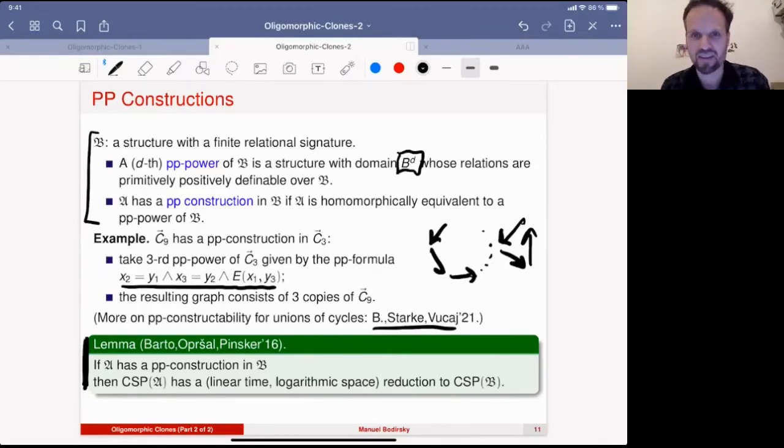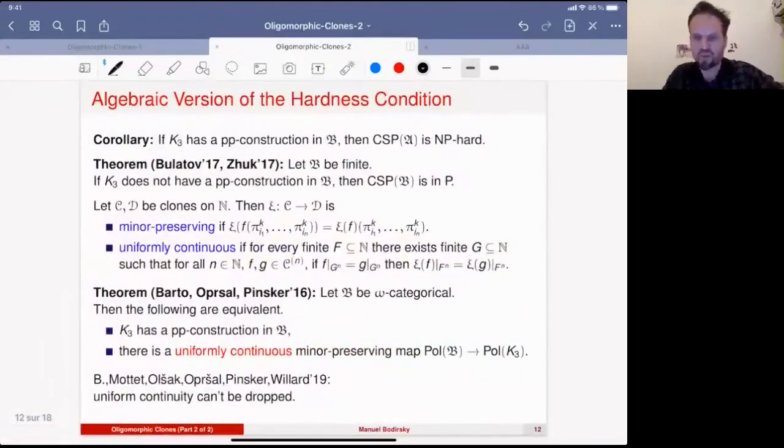PP constructions are fantastically flexible, and as we will see in a second, not only over finite domains but also over infinite domains, they have a very nice algebraic characterization. So I will algebraize my hardness condition.